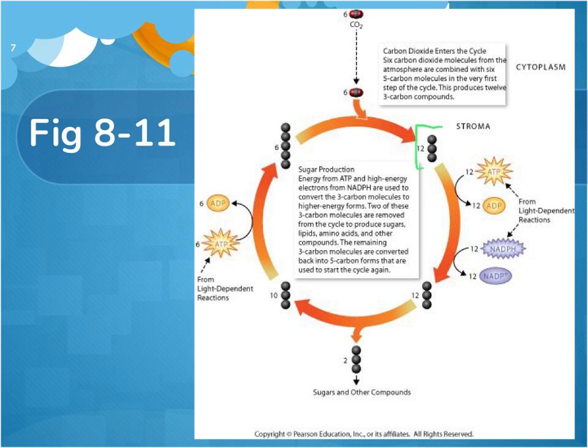So now we're going to look at those 3 carbon compounds in the diagram. Again, here's our 12 3-carbon compounds that we made during the last step. They're going to go through some changes, and we're going to use some of the energy, like the ATP and the NADPH, to change them a little bit, but they still have 3 carbons. So they're going to be 3 carbons until 2 of those molecules leave the cycle altogether. These 2 compounds are going to go on to become sugars or other compounds. That leaves us with 10 remaining 3-carbon compounds that are going to be used again in this cycle.